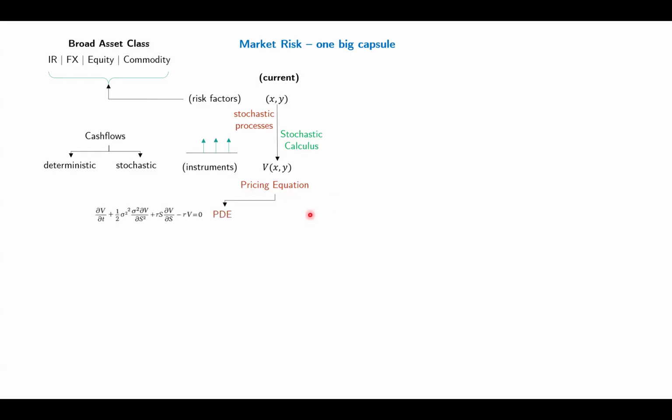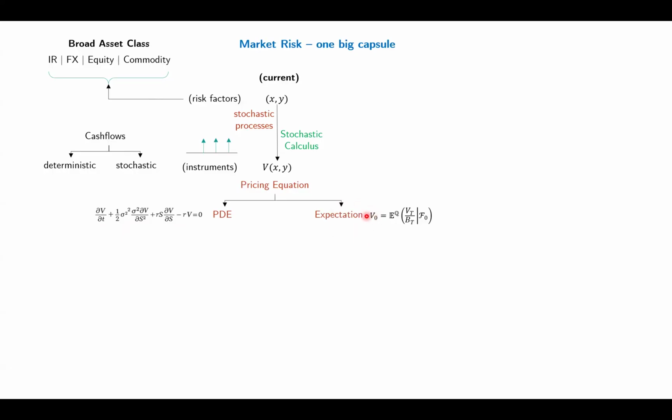The pricing equation can be in the form of a partial differential equation, something like this. Can you tell me what equation this is? There is a name for this equation. It's the most famous equation in all of finance, or quant finance, should I say. Black-Scholes partial differential equation. Excellent. So the pricing equation can be in the form of a partial differential equation, for example the Black-Scholes PDE. Or it can be in the form of an expectation or conditional expectation.